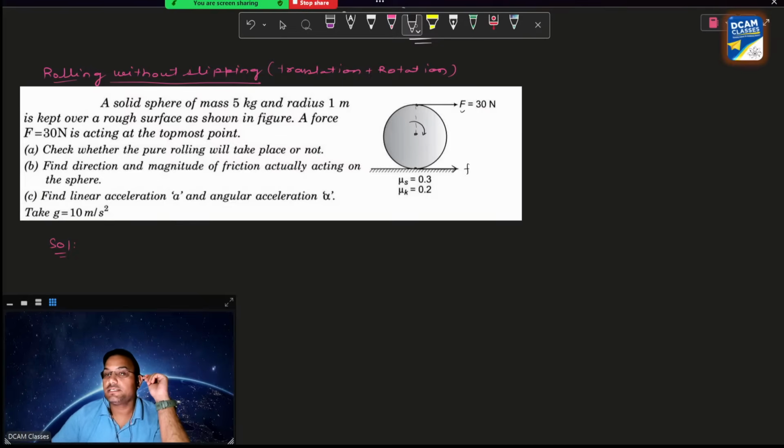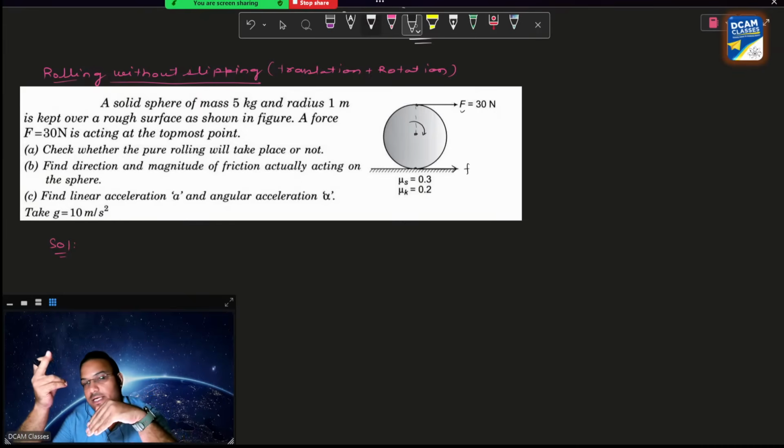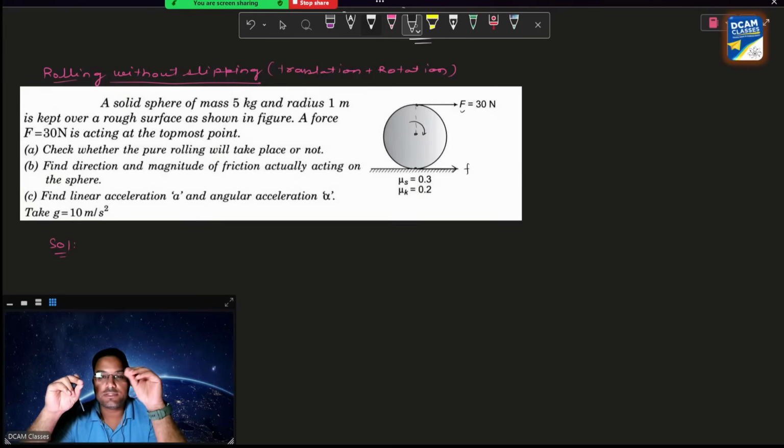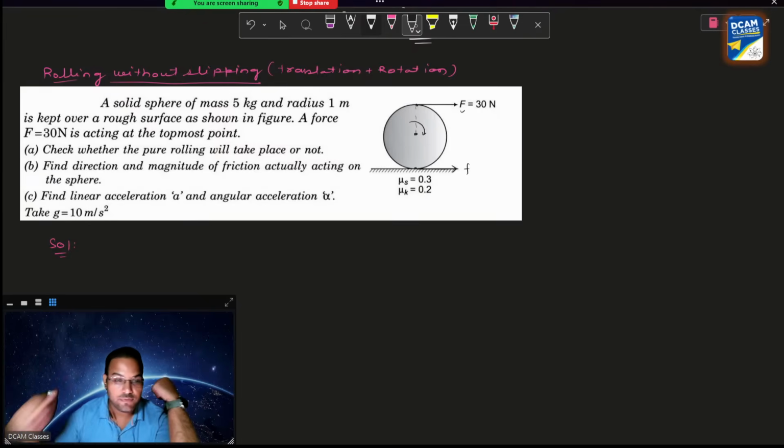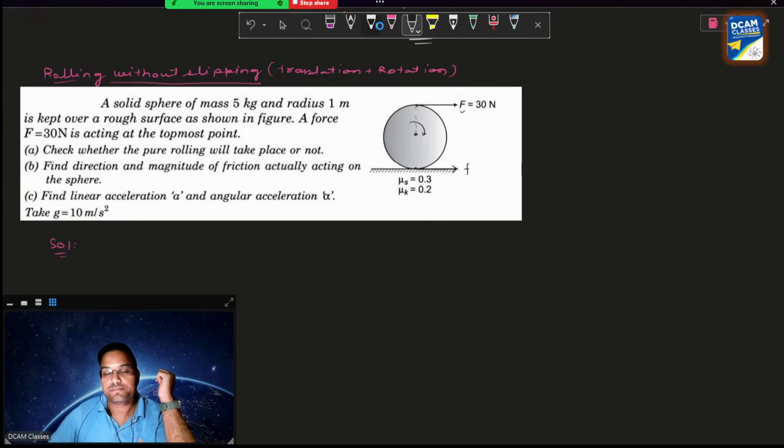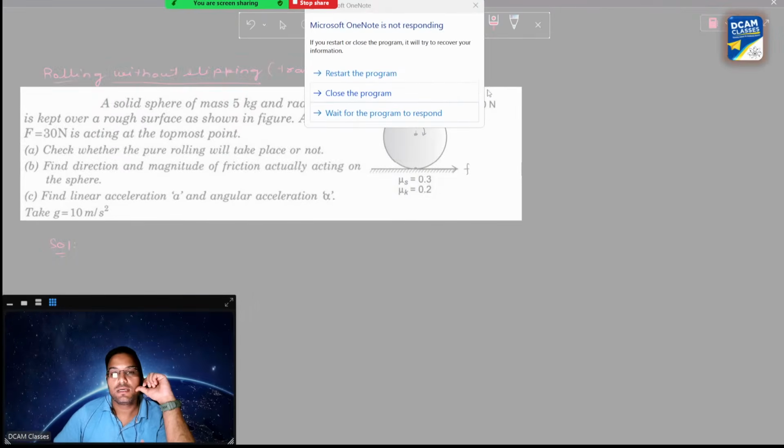This is actually a very important reasoning that I have done. You have to always check the first tendency of the body. If the force is acting at the top, it's applying the torque, so the first tendency of the body is to rotate, and accordingly you'll apply the friction force. If the same force was acting at the center, then it had the tendency to move forward translationally, and the friction force will act backward in that particular case. Okay, now let's solve it.